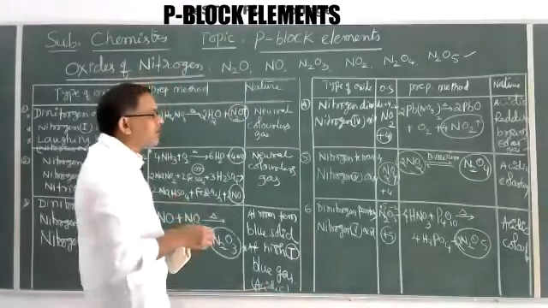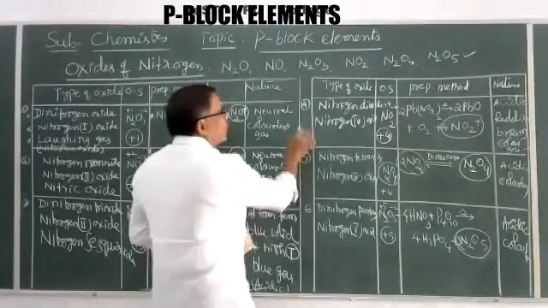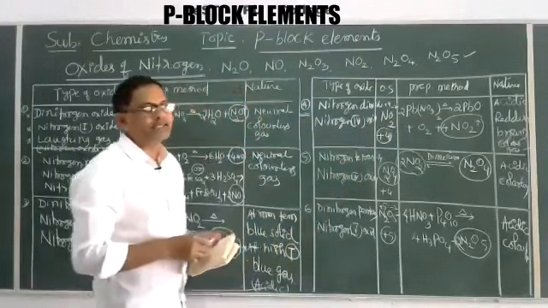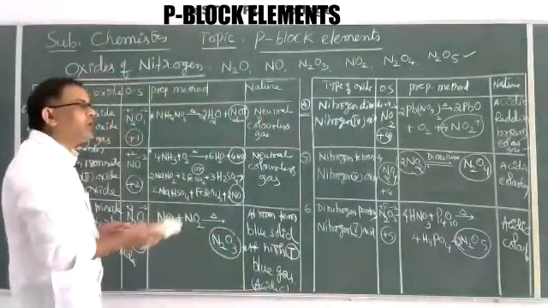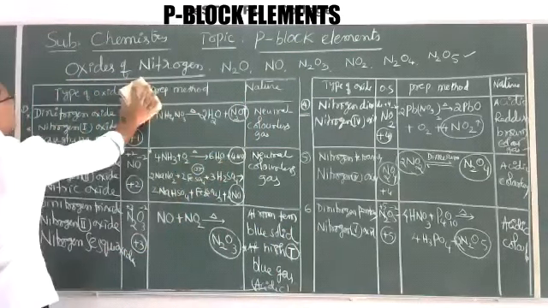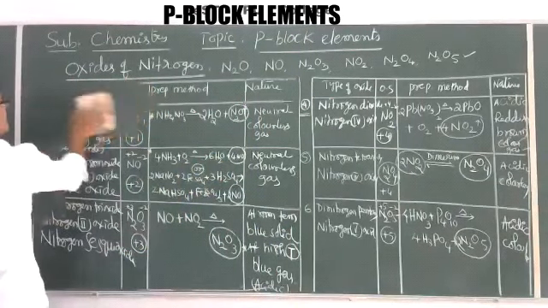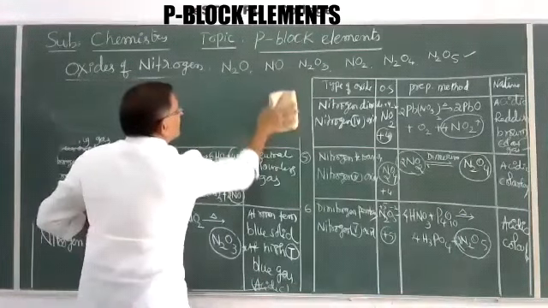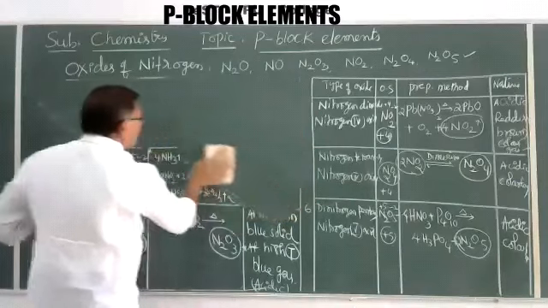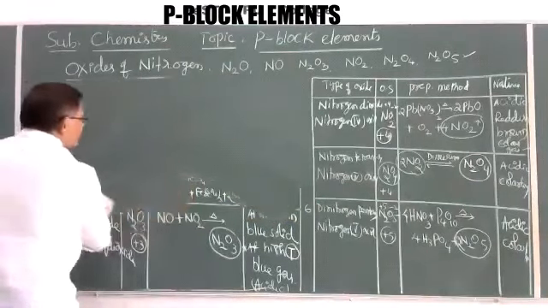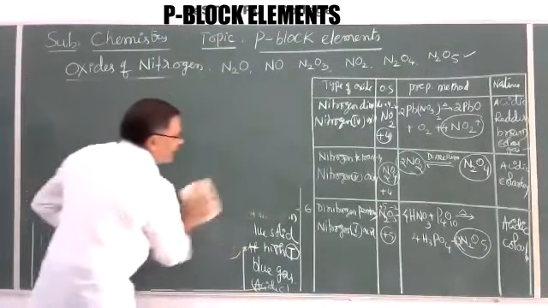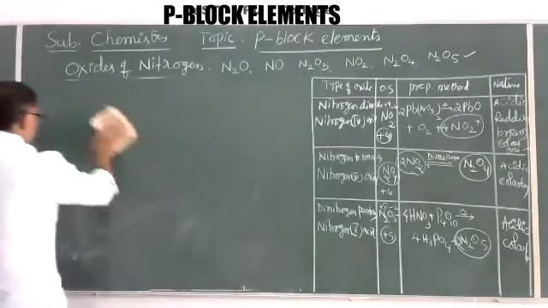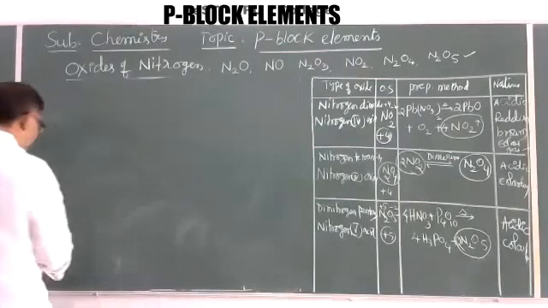This is a very, very important question: why does NO2 gas dimerize? For that we need the resonating structures of oxides. Only after the resonating structures of oxides will we get a clear idea about the dimeric structure of NO2, nitrogen dioxide.